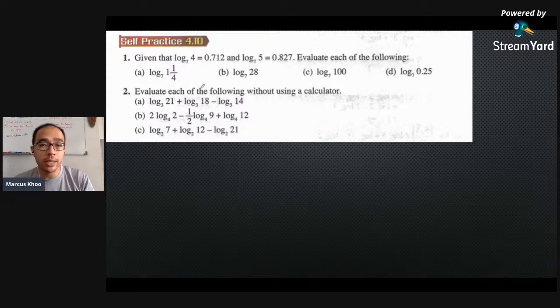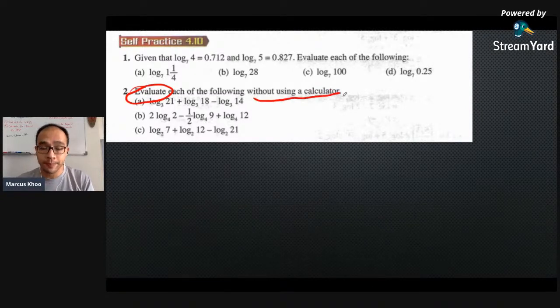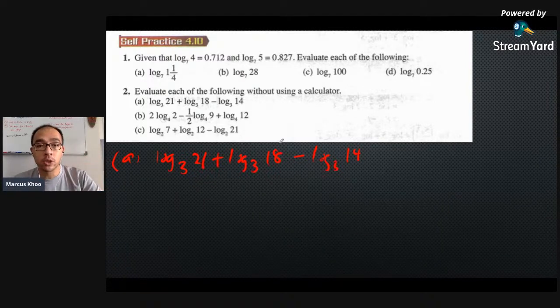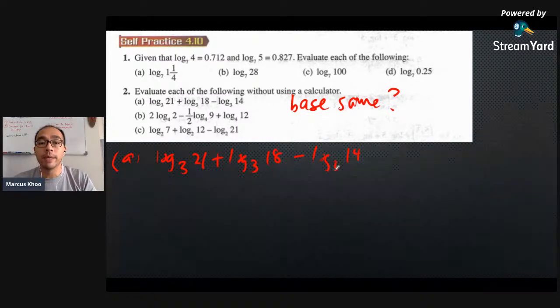Okay, the second type of question is to find the value, evaluate without using a calculator. Okay, to find the value without using a calculator. So let's take a look at this. This is log 3 of 21 plus log 3 of 18 minus log 3 of 14. Now, if you want to combine the plus and the minus to become times and divide, you must make sure that the base is the same. Is the base the same? Base 3, base 3, base 3. Okay. Kalau base 3, base 3, base 3, then can.